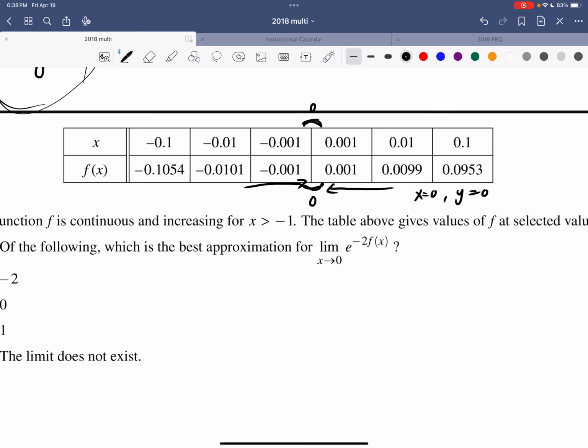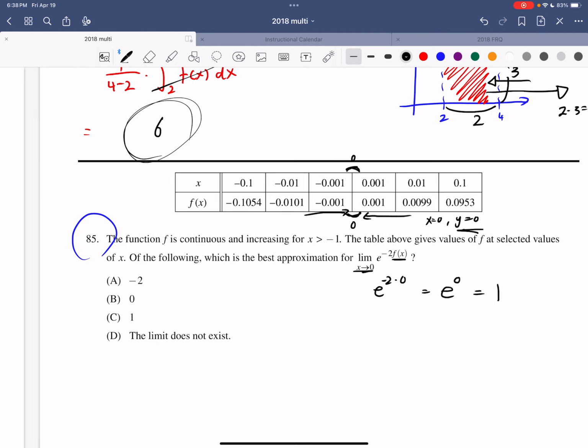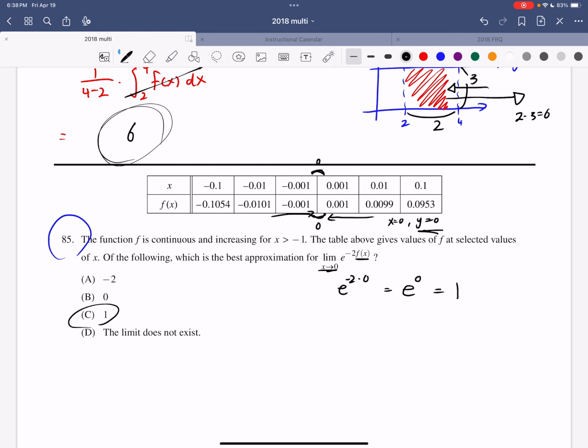So if you plug in x, I don't know what the y value is, but I know that when this one is equal to 0, this y value will be equal to 0, so it's going to be negative 2 times 0. That's the same thing as e to the 0, which is equal to 1. So the answer is going to be C. It's that easy.